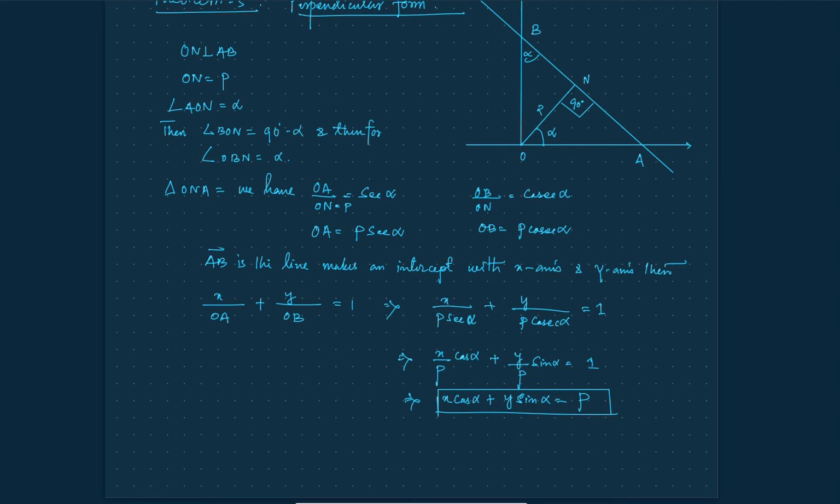x cos alpha plus y sin alpha is equal to p. I hope you have understood this one.